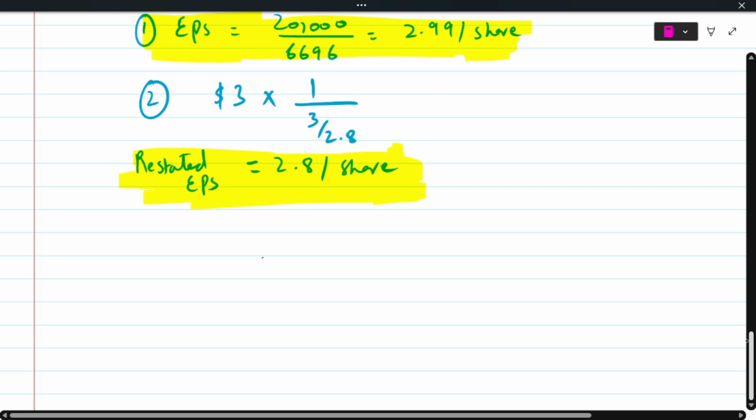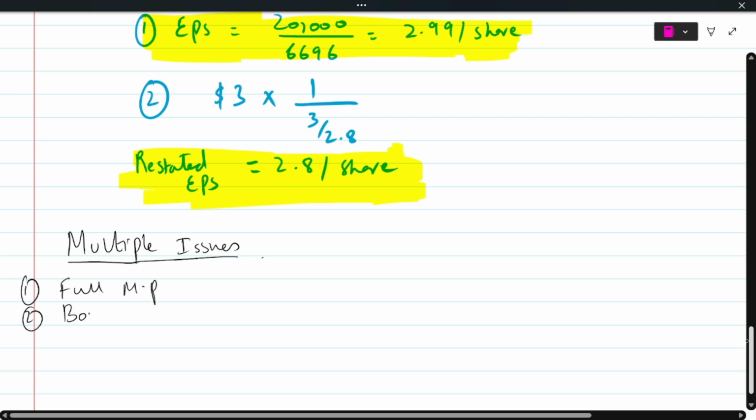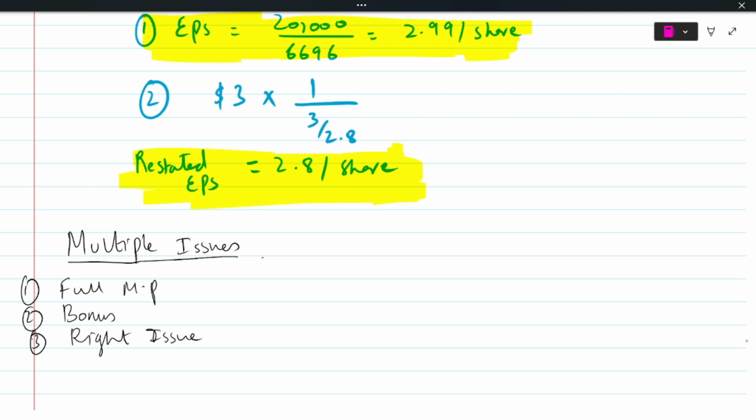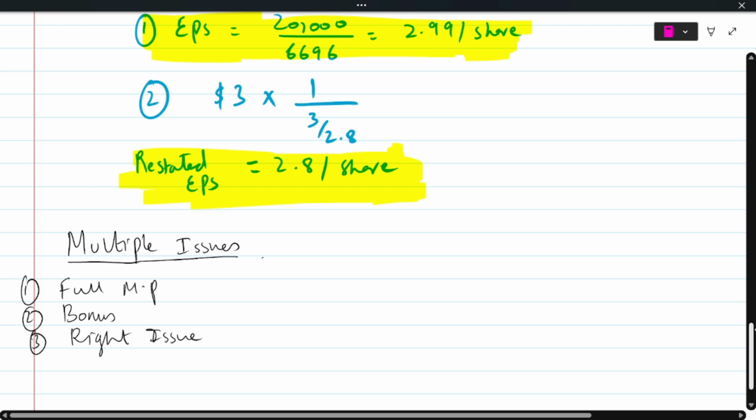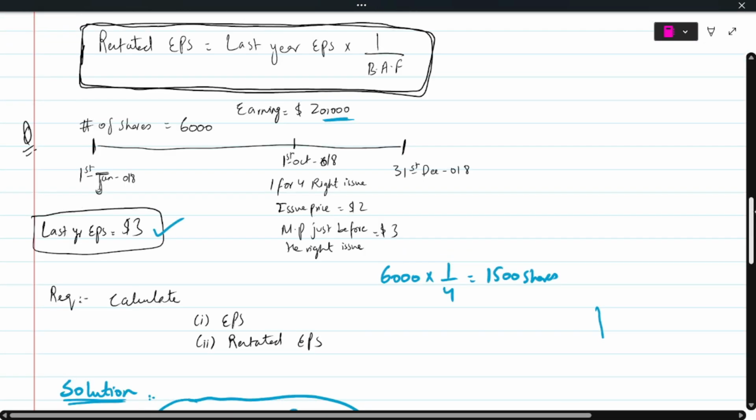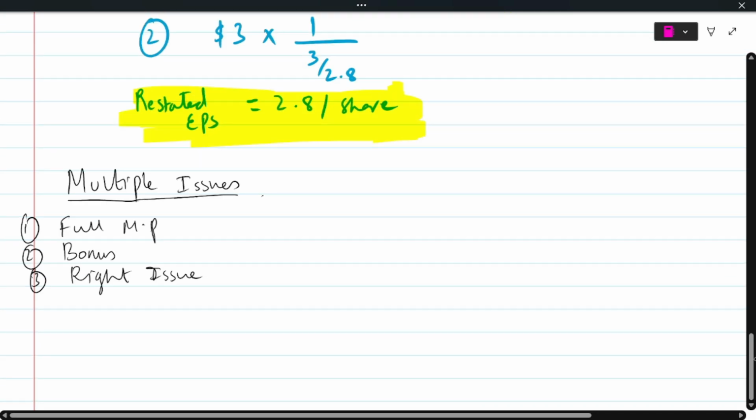But in the exam, you're not going to be given specific scenarios. Rather, you will be having multiple issues, right? What do I mean by multiple issues? We studied the full market price issue, number two, the bonus issue, and then the rights issue. In the question, they will have any two of these given to you together, and you will have to solve it. Right now we have just looked at specific cases. We have not seen any case where these three or these two are given together, right?